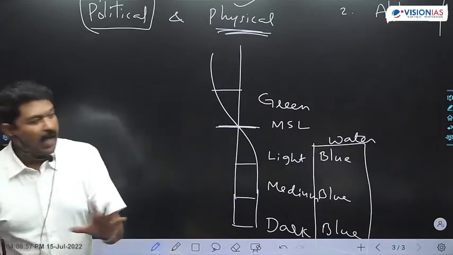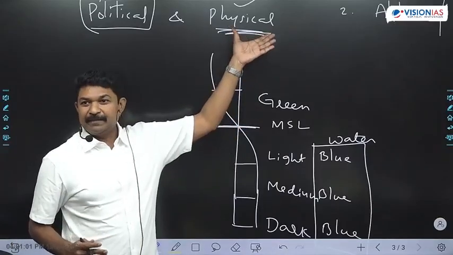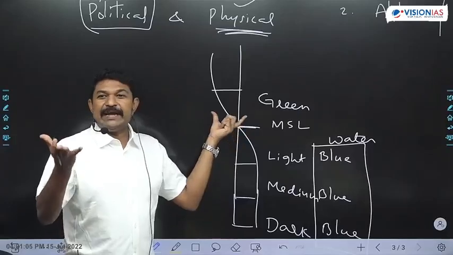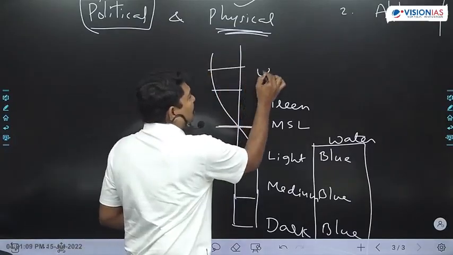Fine? Now, as and when you are moving away from the mean sea level, slowly the green color, which is very dark, fades away into light green color, then gives way to yellow color.